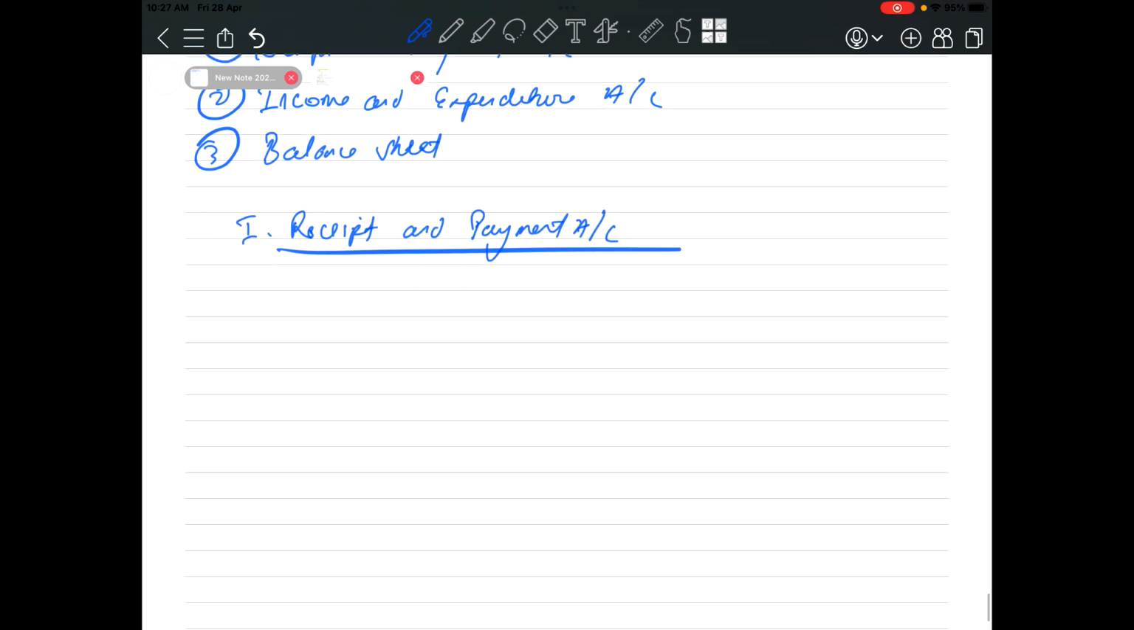Now you can write receipt and payment account. You may note this down. Take pen and paper and note this down, because it has been long since you have learned this subject, right? Especially for those students who are giving CUET now.